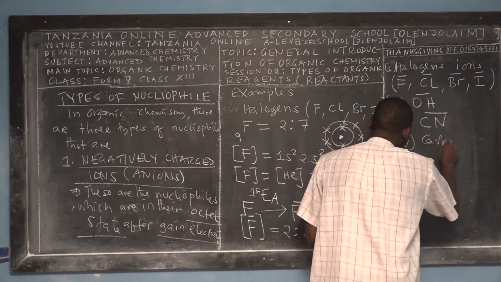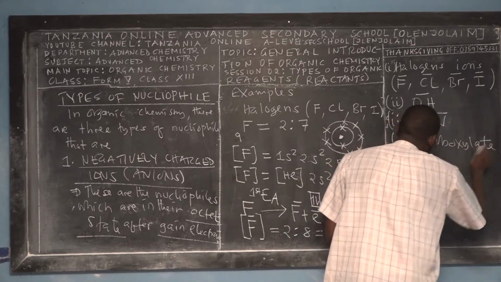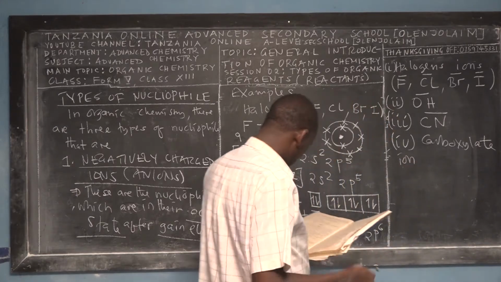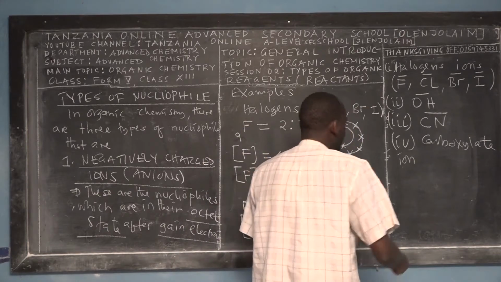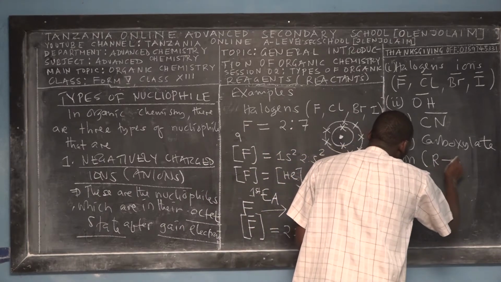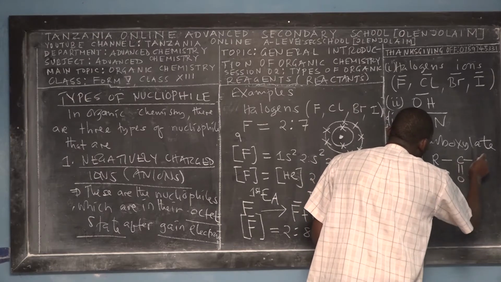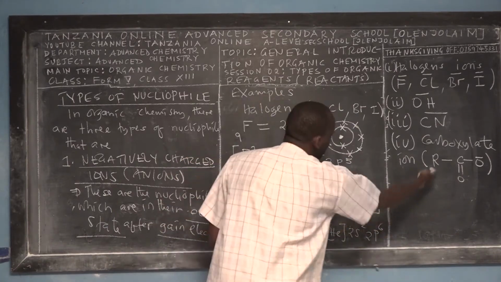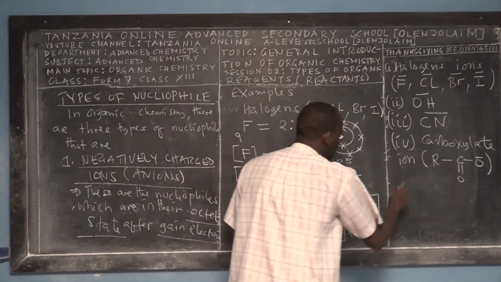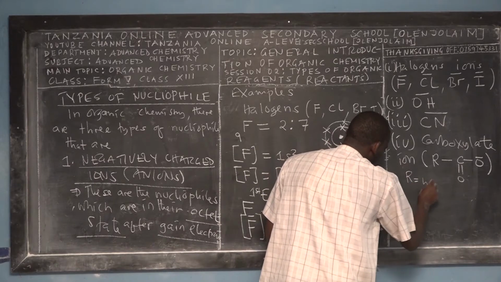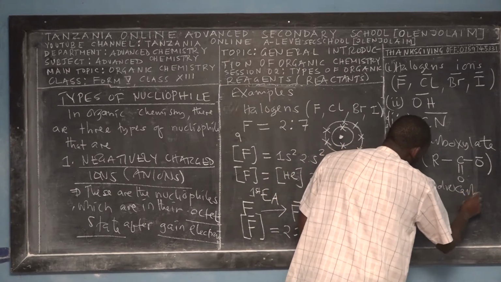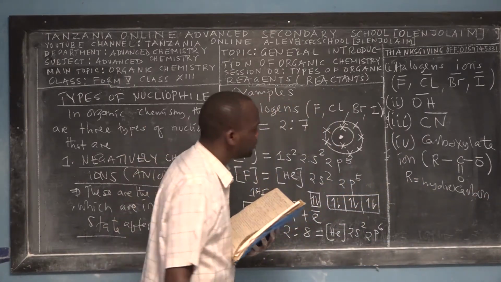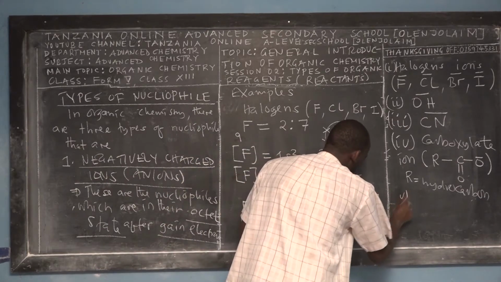For this one, I can write for you the carboxylate ion. We have something in organic chemistry called a functional group. So the functional group of the carboxylate ion is this one, or with a structural form also. R represents a hydrocarbon. When you say hydrocarbon, it is a compound which contains hydrogen and carbon. So the carboxylate ion is the fifth example.